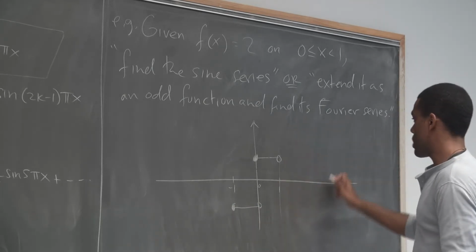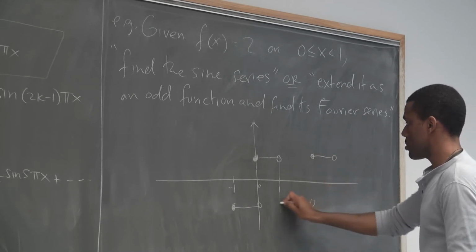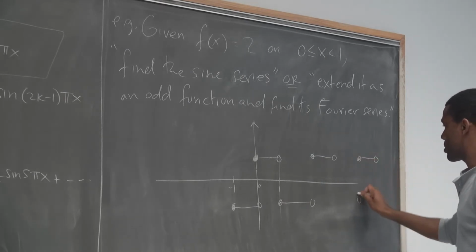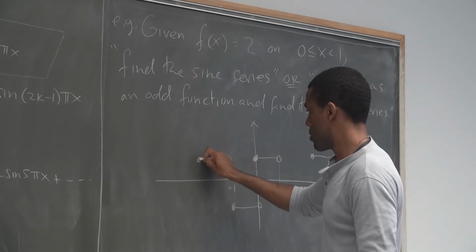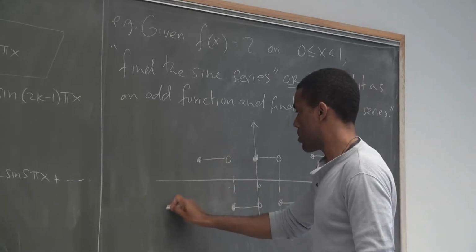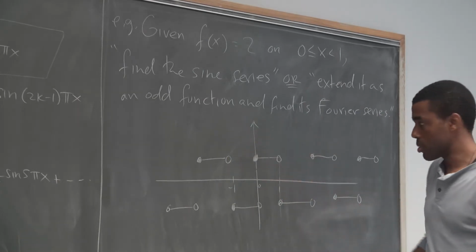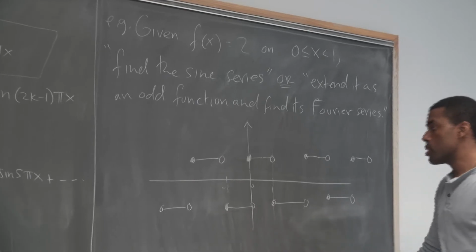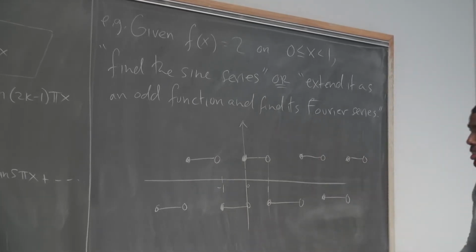So this guy just goes like, and it repeats that way. So that's what the odd version of the previous question would look like. It wouldn't be at 0. It would actually need to be down here to be odd. So this is sort of the thing I want to find the Fourier series for.